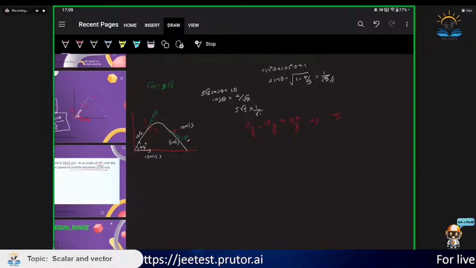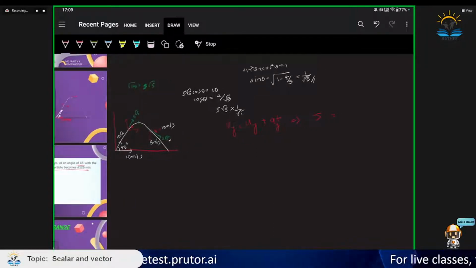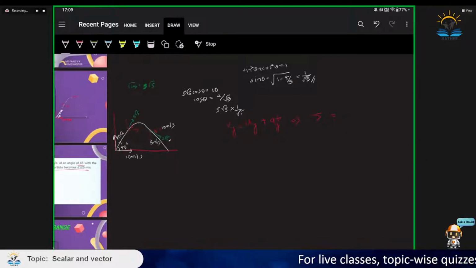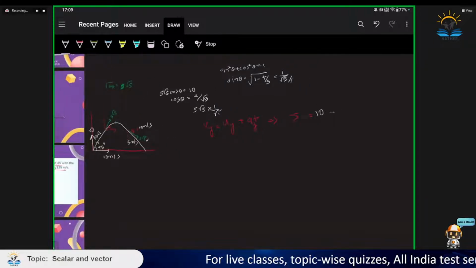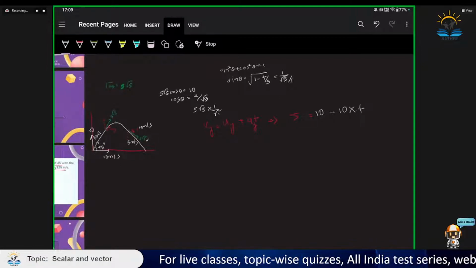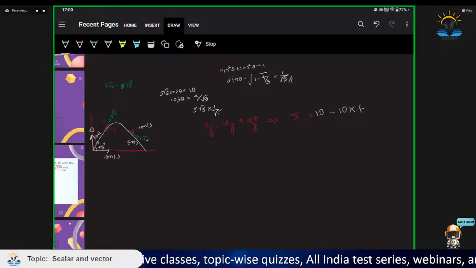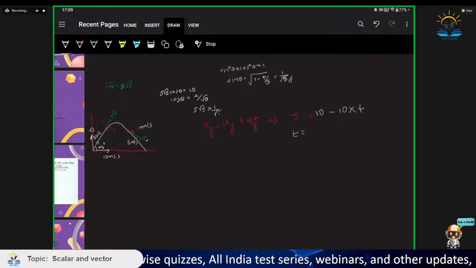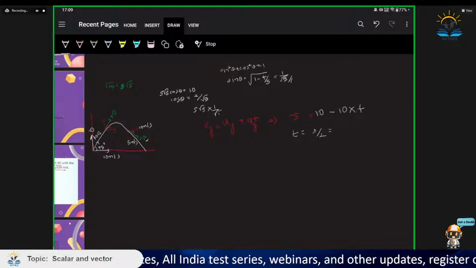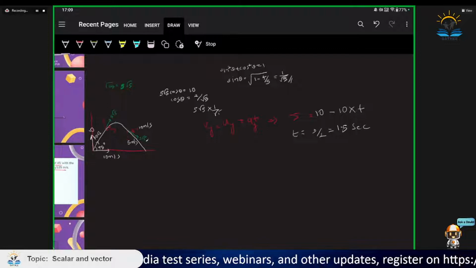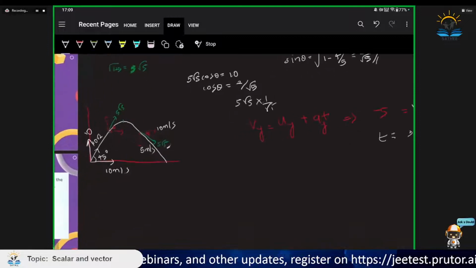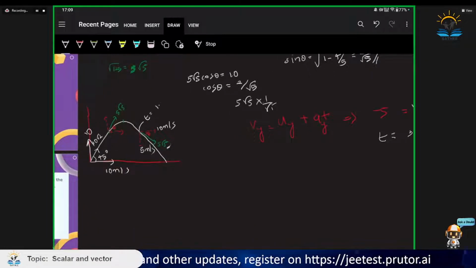Minus 5, I'm taking the downward direction as minus. Uy, along the y direction, what is the initial velocity? 10 root 2 into sin 45, that is also 10. Minus 5 equals 10 t minus, g is also 10, into t squared by 2. So t will be 1.5 second. Here time will be 1.5 second.